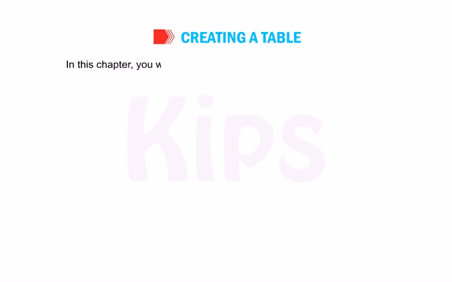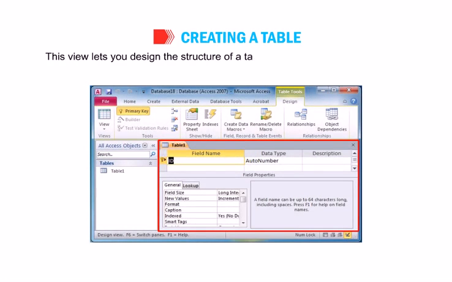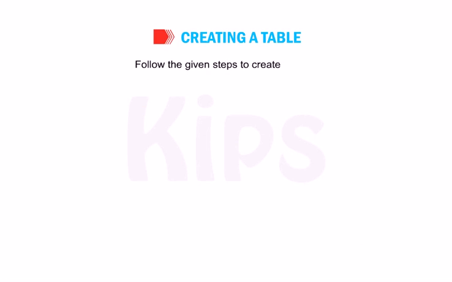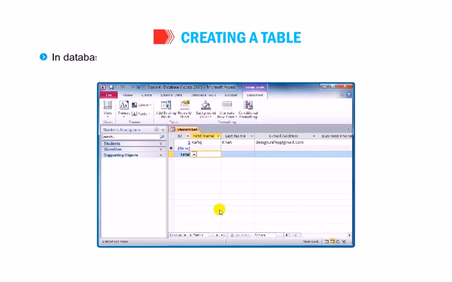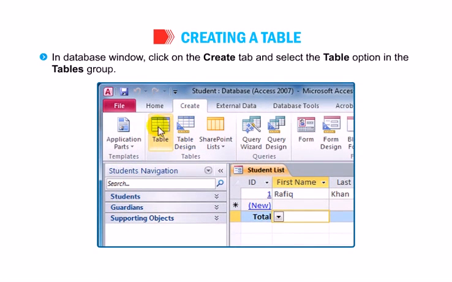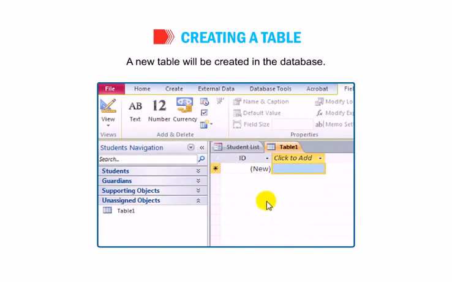In this chapter, you will learn how to create a table in the design view. This view lets you design the structure of a table by specifying the field names, data types, and their properties. Follow the given steps to create a table. In Database window, click on the Create tab and select the Table option in the Tables group. A new table will be created in the database.